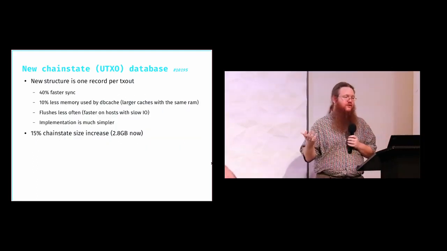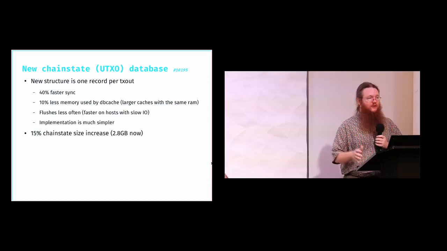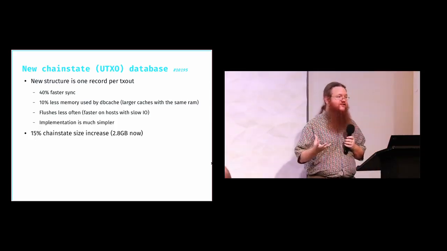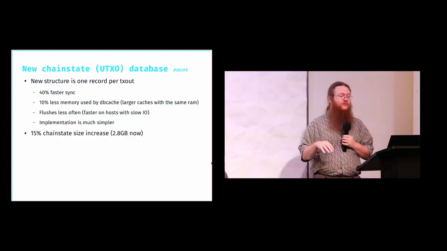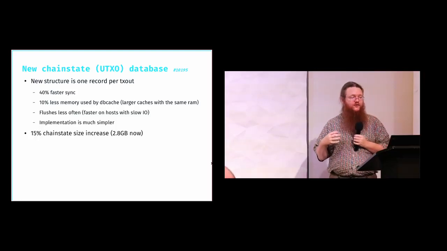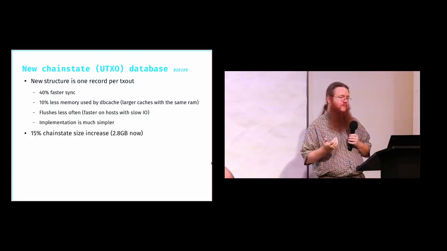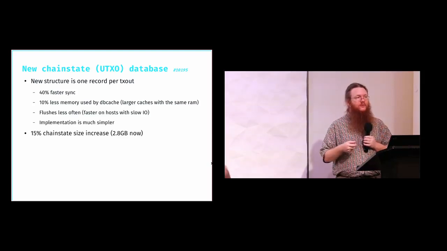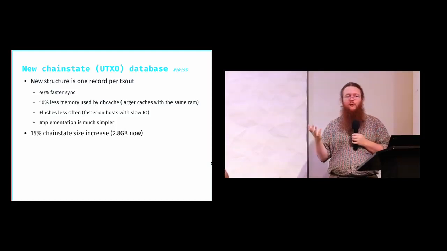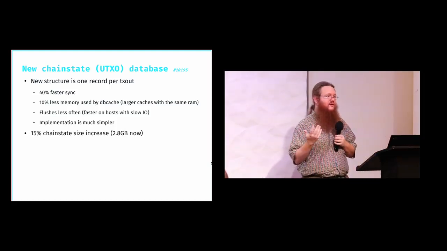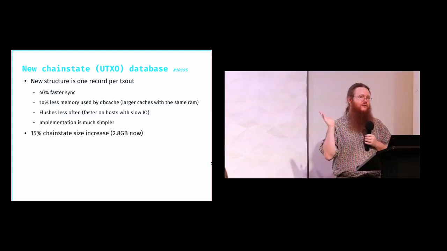So what we've changed to is a new structure that stores one record per TXO. It results in a 40% sync speedup. It uses 10% less memory for the same number of cache entries, which means that you can have larger caches with the same amount of memory on your system, or it means that you can run Bitcoin Core on a machine with less memory than you could otherwise. It also results in fewer cache flushes, and I'll talk more about that in a minute. So that helps. This 40% number is given for a host with a very fast disk, a fast SSD. But if you're going to run the Bitcoin node on something with slow media, like a spinning disk or USB, I would expect to see even faster results than 40%, though I haven't benchmarked it.